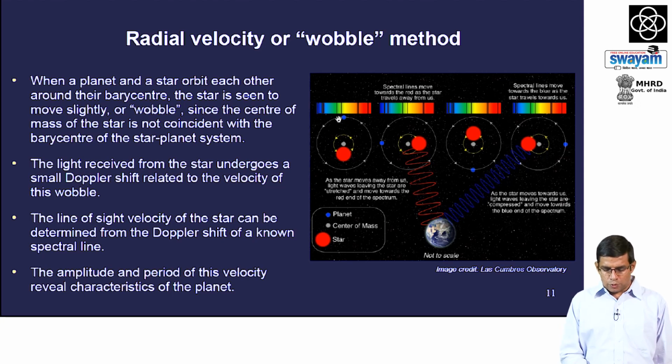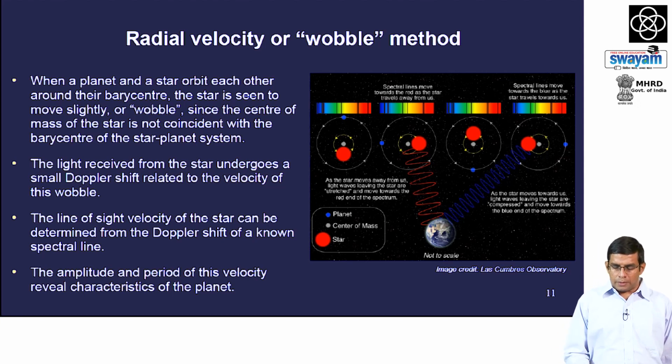So, what we do is that we measure the spectrum of the star. We observe the spectrum of the star and we identify some convenient spectral lines in the spectrum of the star. These are absorption lines. Now, as the star wobbles around the center of mass, sometimes it is going away from us and these lines are red shifted, they are shifted towards the red. At other times the star is moving towards us and therefore, these lines are blue shifted.